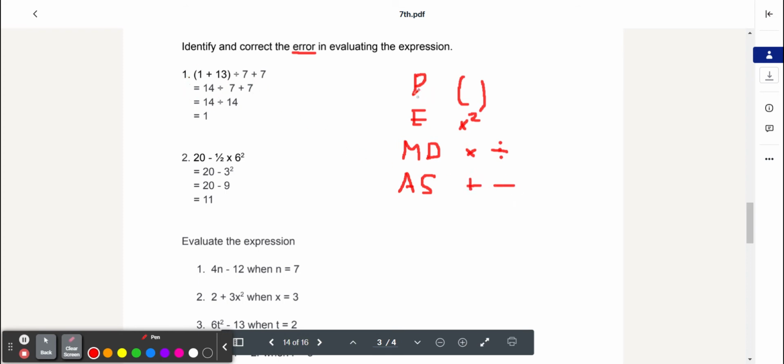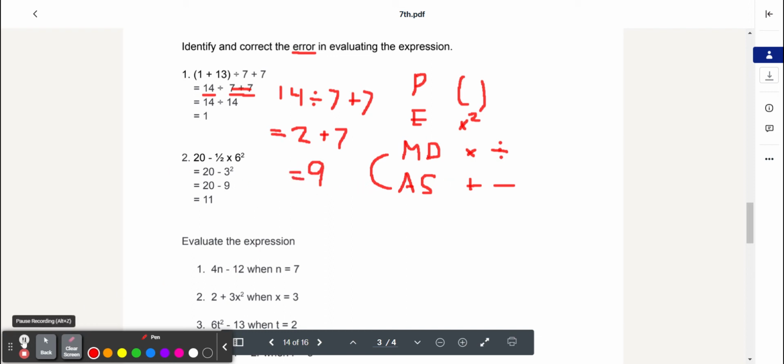So just looking at it, first is parentheses, which is good. They added 1 and 13. Next, it should be multiplication and division because it's before addition. However, here you can see that they added these two, which is the wrong answer. Instead, here they should have divided by 7, which would have given them 2 plus 7, and a final answer of 9.